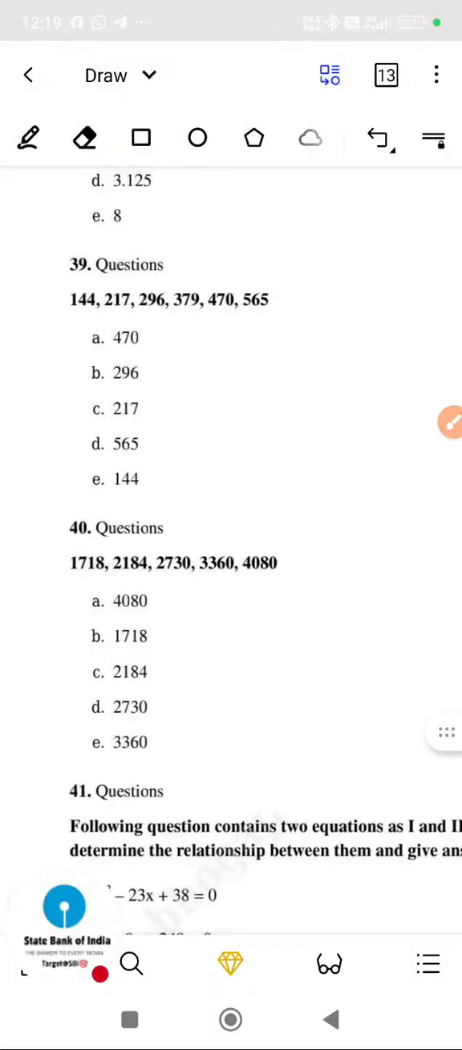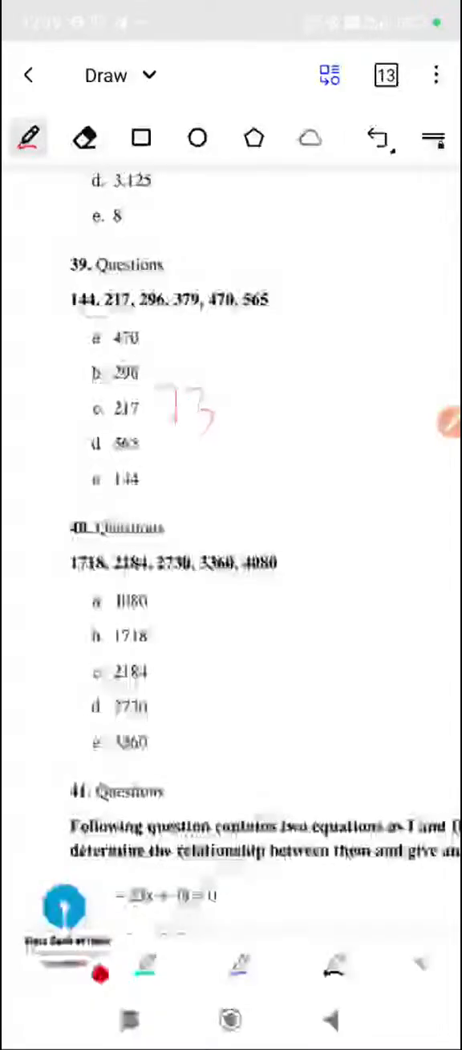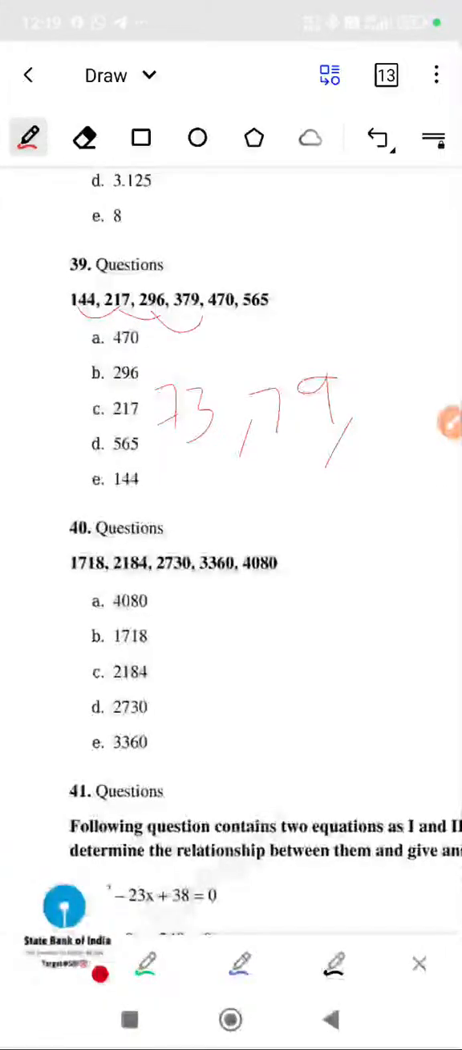For the 39th question, we see a difference of these two is 73. Is it 73? Yes, 73. Difference between these two is 2. Wait a second. Sorry, it is 9 and 79. So these are prime numbers. Maybe these are a prime number sequence.